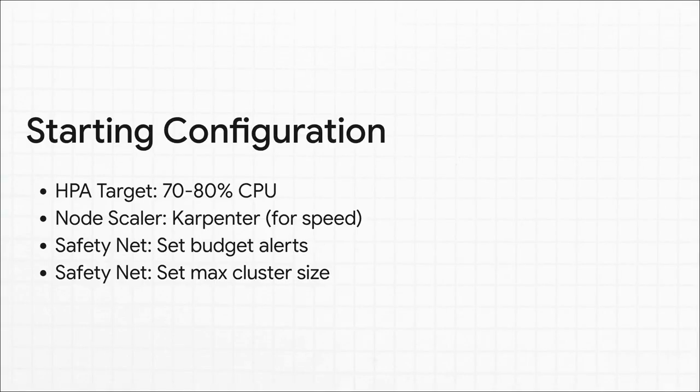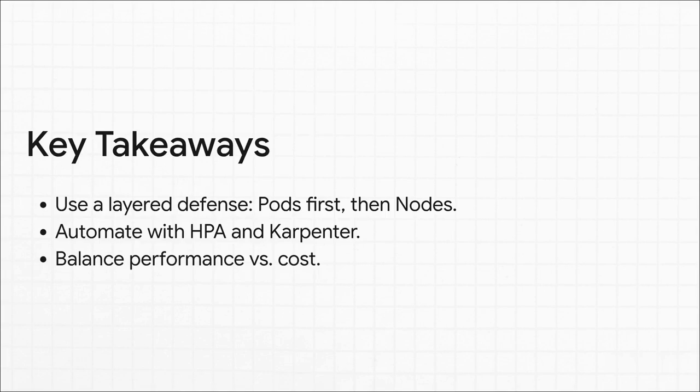Here's a fantastic starting point for most production systems. You'll want to use the HPA, targeting around 70 to 80% CPU usage. Pair that with a modern node scaler like Karpenter for that speed and efficiency we talked about. And always set up budget alerts and put maximum limits on your cluster size. These are your safety nets. Don't skip them.